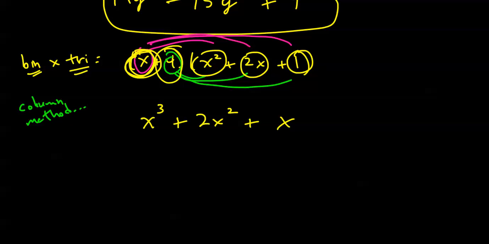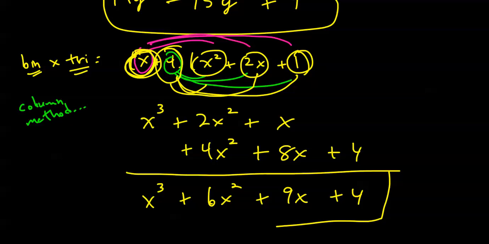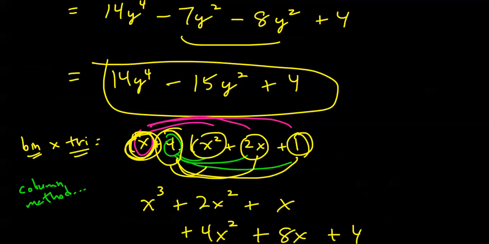4 times x squared is 4x squared, positive, and I'll put that in the x squared column. 4 times 2x is going to be 8x, put that in the x column. And the constant 4 times positive 1 is going to be plus 4, so I'll make a constant column. Arranging all these products in like term columns makes it light work. I'll get x cubed plus 6x squared plus 9x plus 4, because I can combine or add like terms, and there is my final product, x cubed plus 6x squared plus 9x plus 4.